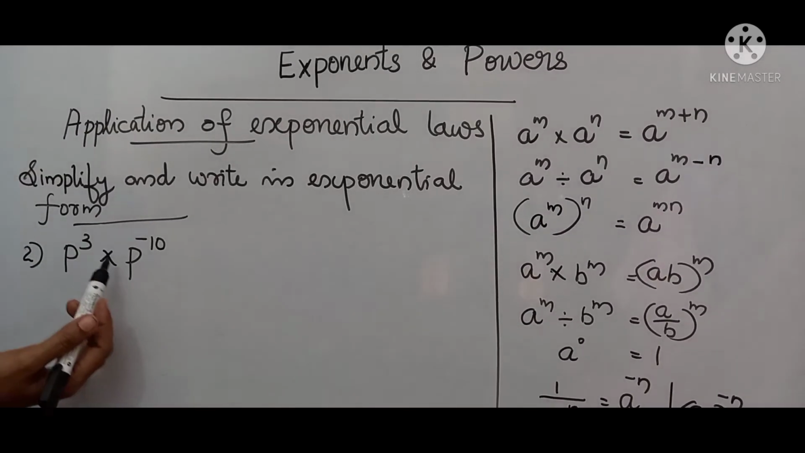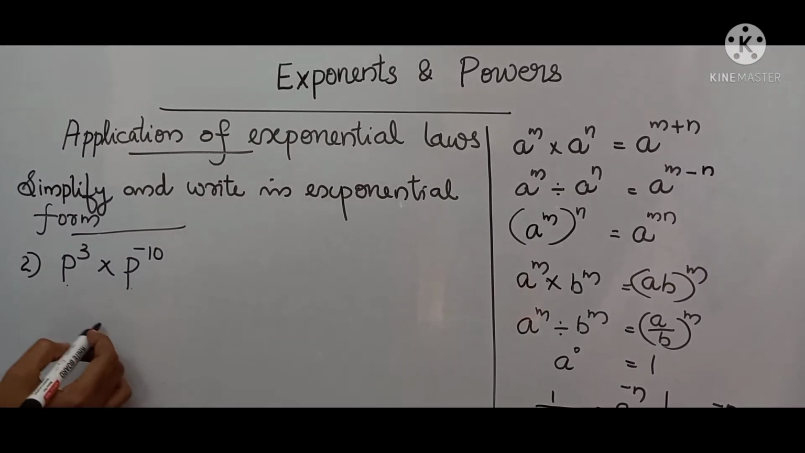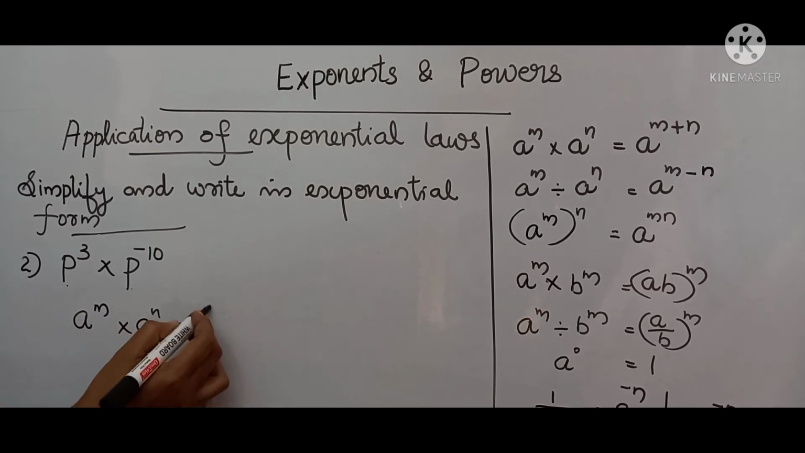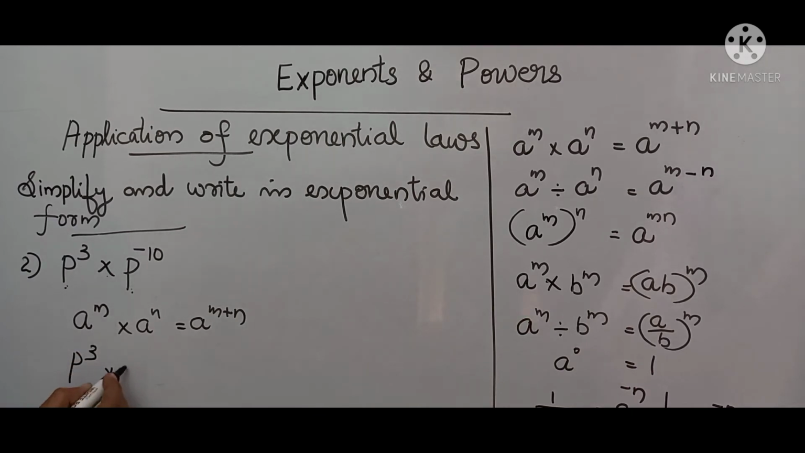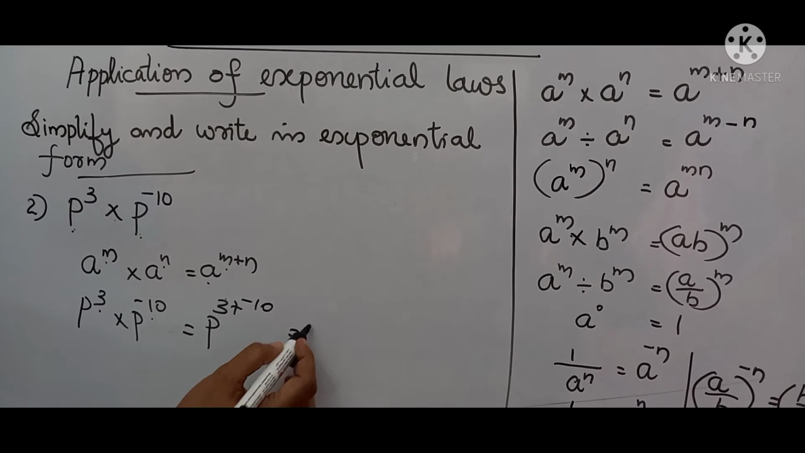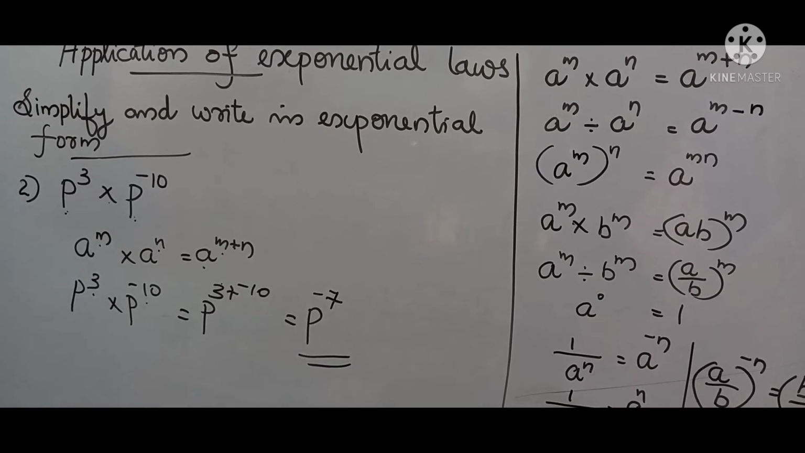And the second question is p cube into p raised to minus 10. Here also you can see the same bases. So we can apply the law, a raised to m into a raised to n is equal to a raised to m plus n. Same bases and multiplication here. Then p cube into p raised to minus 10 is equal to, instead of a it is p, instead of m it is 3, plus, instead of n it is minus 10. That is p raised to 3 plus minus 10, which is minus 7. Our answer is p raised to minus 7.